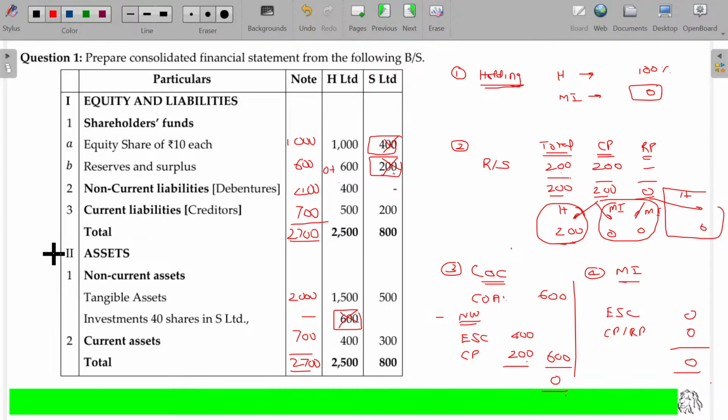Shall I move on to the next one? Five steps. Step number 1, finding the holding status, holding and minority interest. Second one is segregating the reserves and surplus into capital and revenue. Third and fourth steps are to calculate cost of control as well as minority interest. Fifth step is preparation of the final accounts, meaning the consolidated financial statement. That's all.